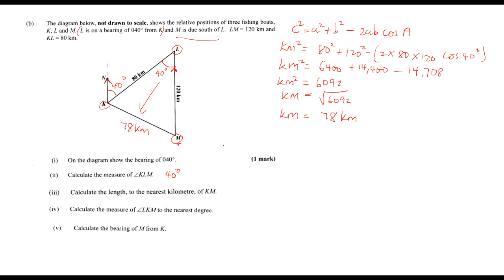Now let me double check this. All right, it's very easy to make a mistake here. 80 squared plus 120 squared minus 2 by 80 by 120 by cos 40. Right, so the answer is 78 kilometers. Right, so that's the answer for here.